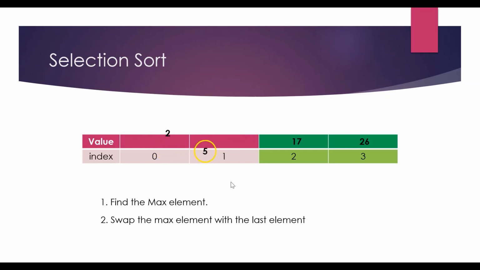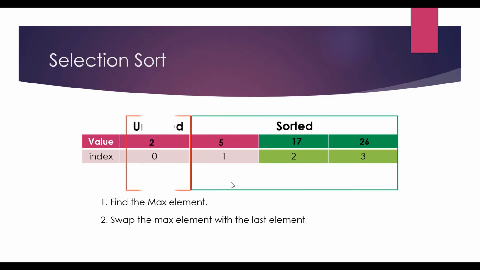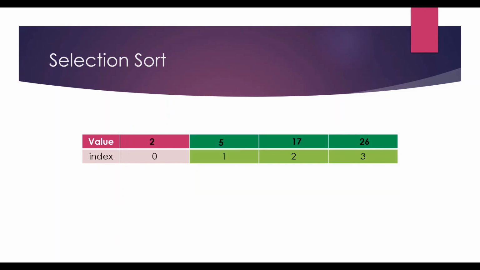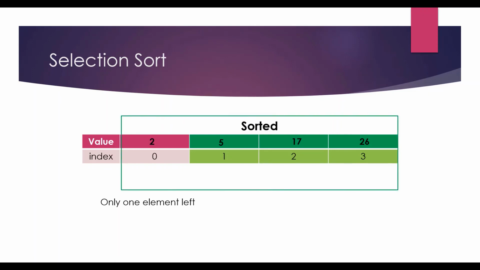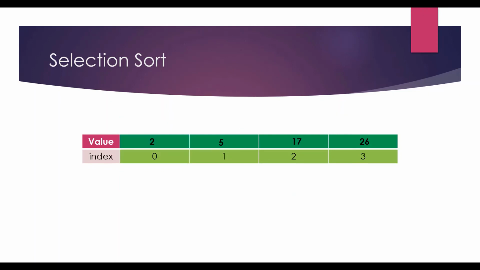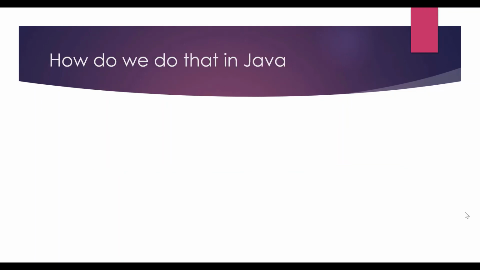So we swap them. And now we have this part of the array as sorted, and we only have one element as unsorted in here. Now we want to repeat the same two steps again for the unsorted part. However, since we only have one element left, we do not need to swap anything, and that means the full array is now sorted. So how are we going to do this in Java?